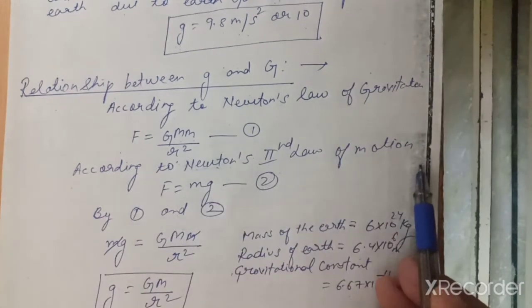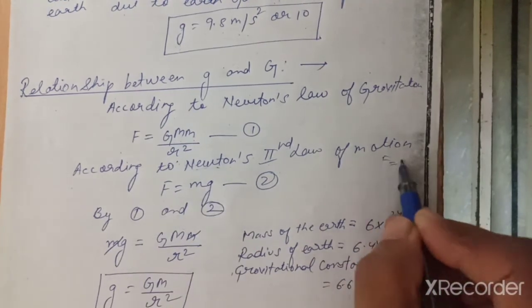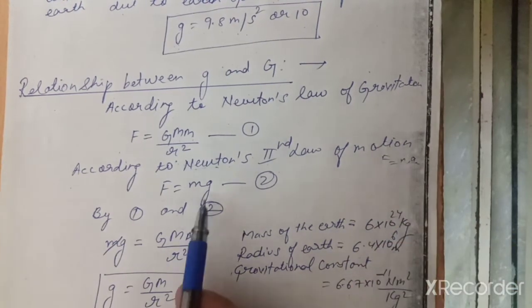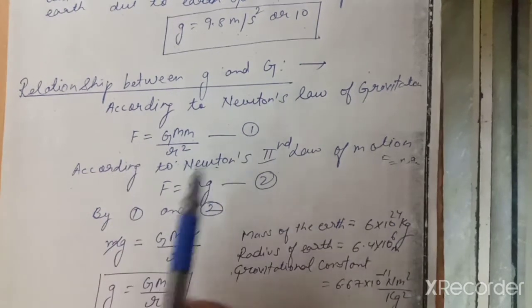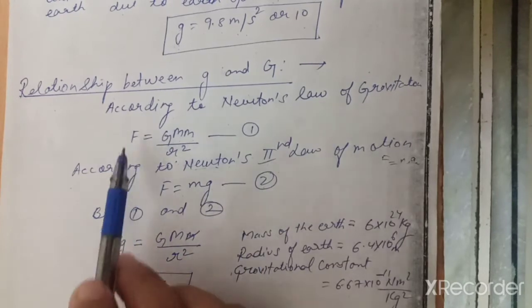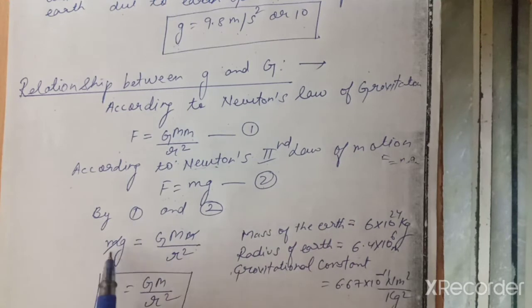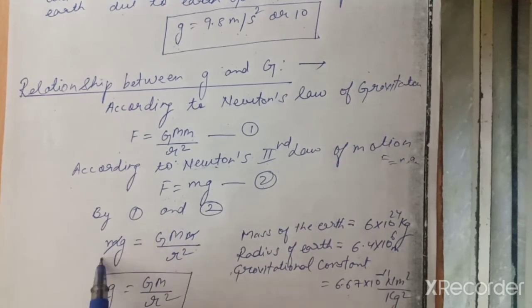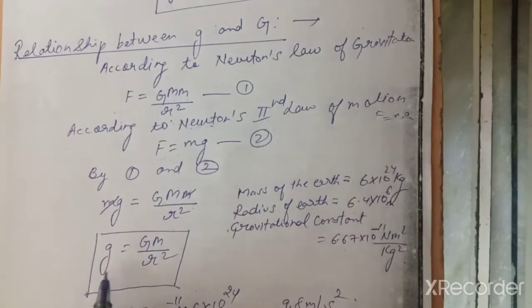According to Newton's second law of motion, we know that F equals m into a, but here the acceleration is the gravitational acceleration, so we are taking it as small g. This is equation number 1, and this is equation number 2. Since the force is the same in both, we can equate them. We can write mg equals G M m upon r square. This m and this m will get cancelled off, and finally you get g equals G M upon r square.